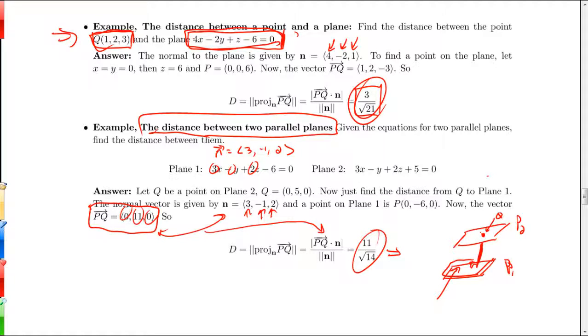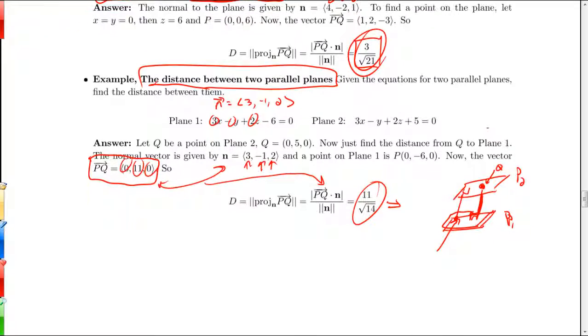And that's found not through a separate formula, but by just taking a point Q on my second plane and getting the distance from that point Q to my first plane. You could have switched roles and found a point here and found the distance from that to this plane. Either one works.